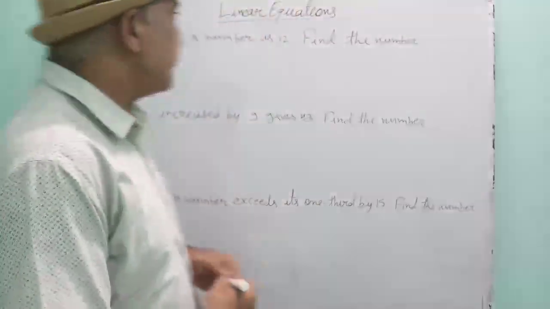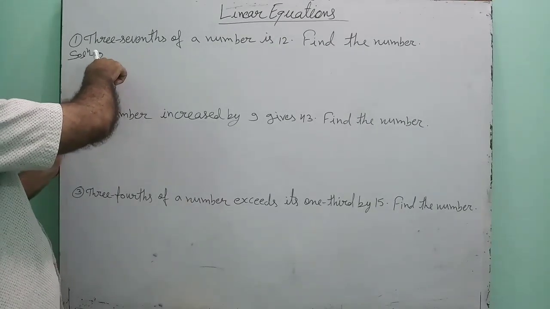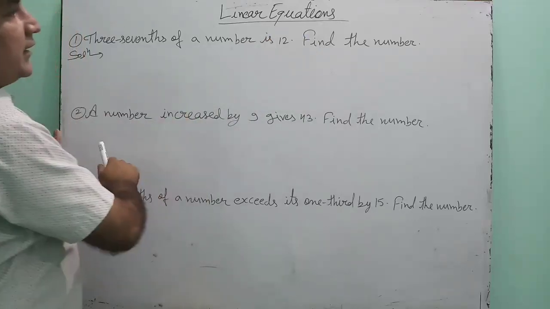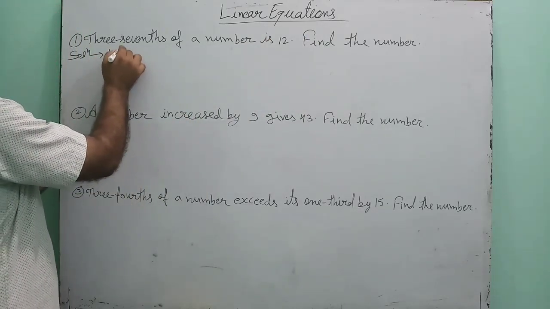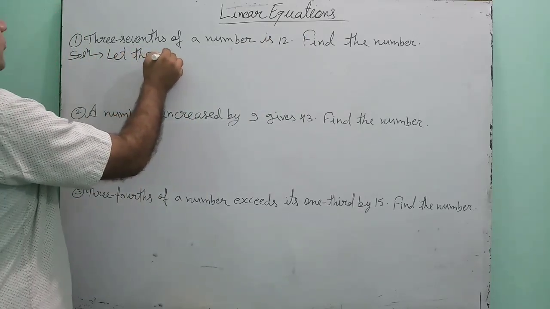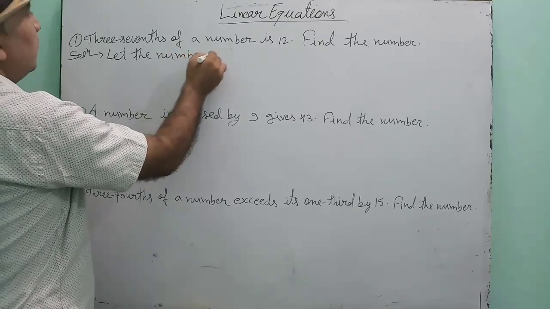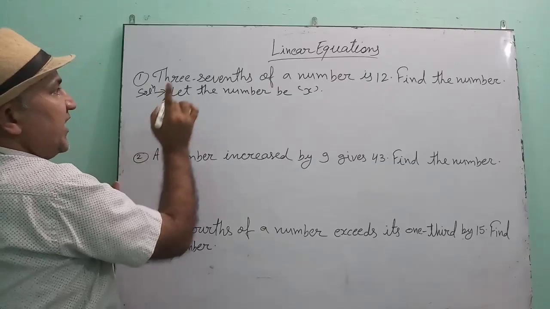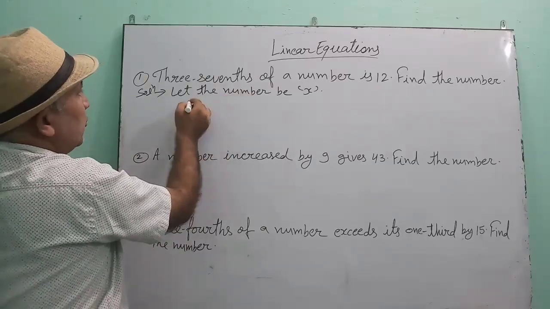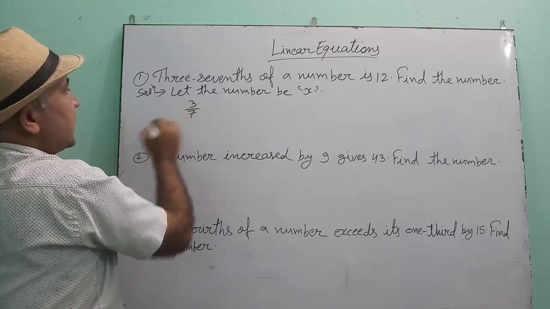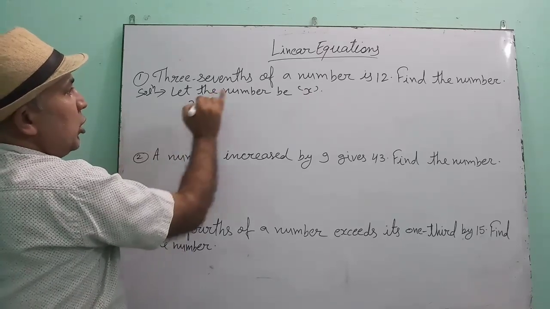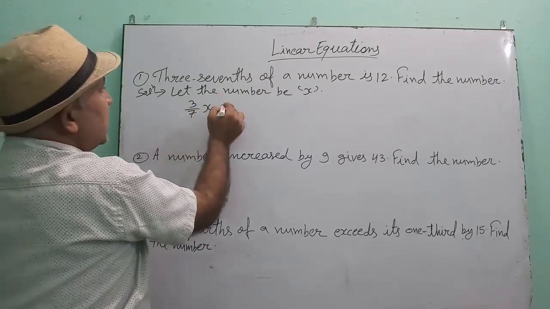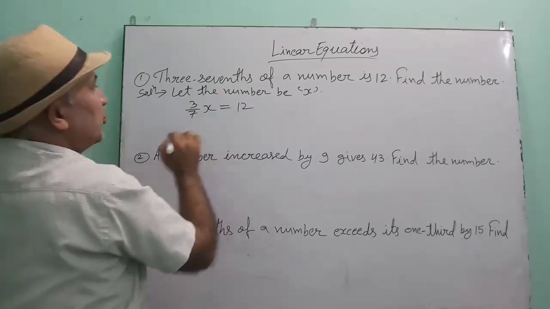Understood? See here, the first question is: 3/7 of a number is 12, then find the number. So children, first we will suppose the number. Let the number be x. If the number is x, then according to the question, 3/7 of a number means 3 upon 7 x is 12, means equal to 12.